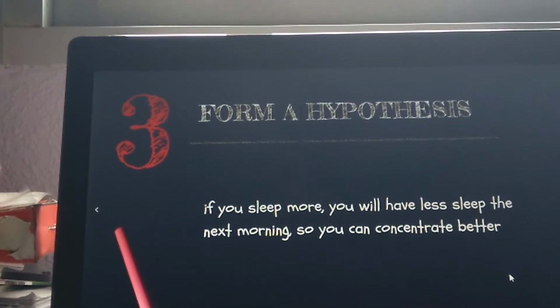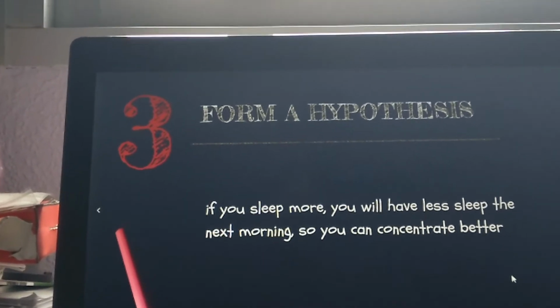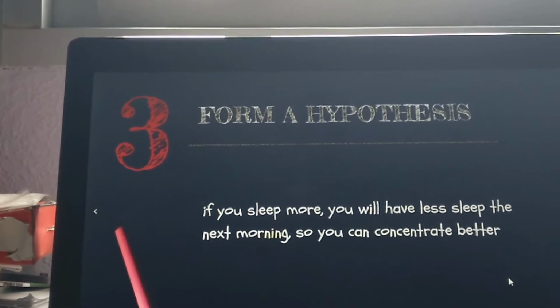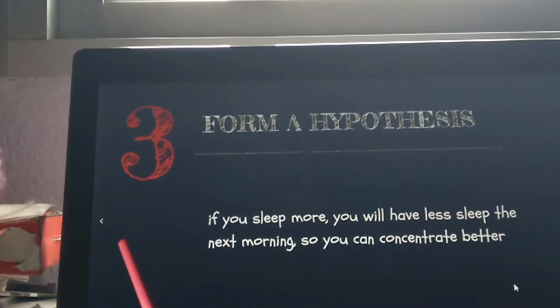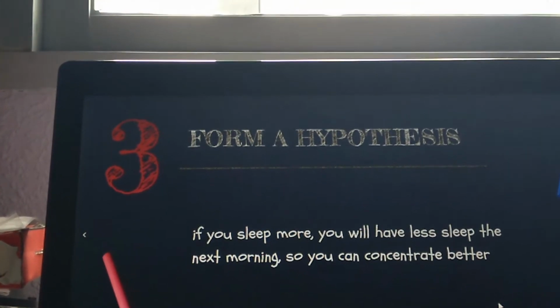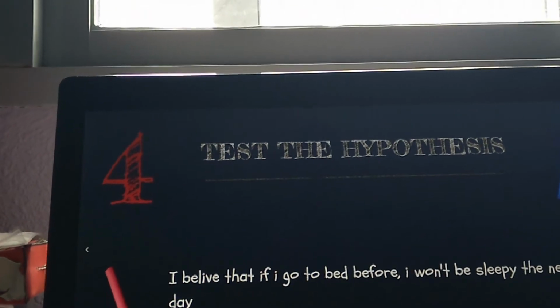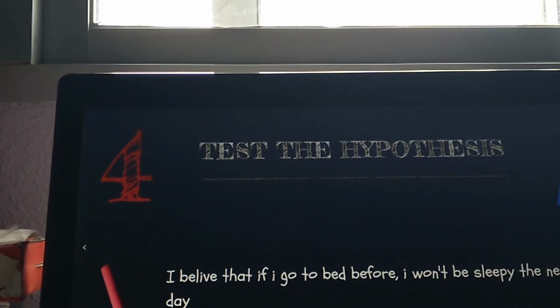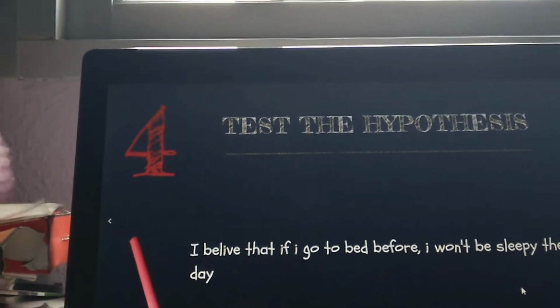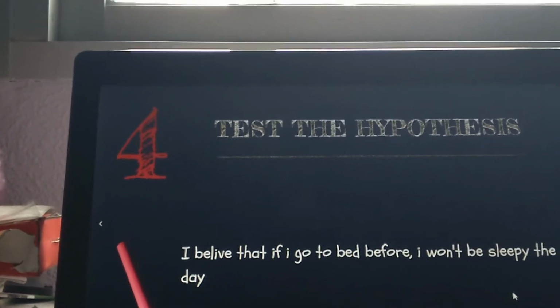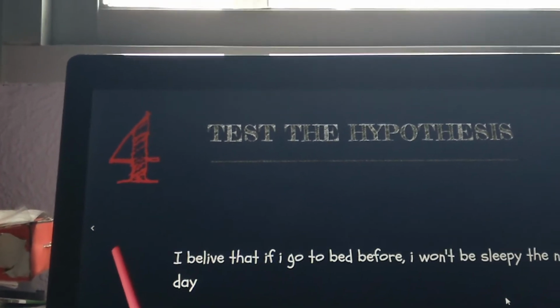Then you have to form a hypothesis. For example, if you sleep more, you will have less sleep the next morning. You can concentrate better. After that, you have to test the hypothesis. My example is that I believe that if I go to bed early, I won't be sleepy the next day.